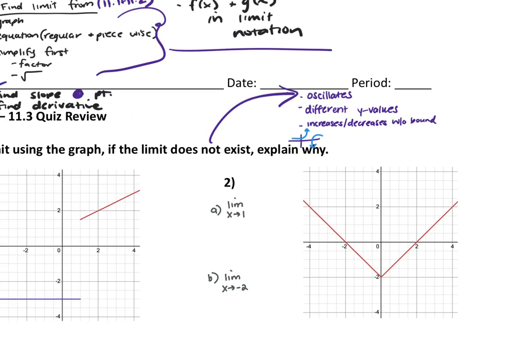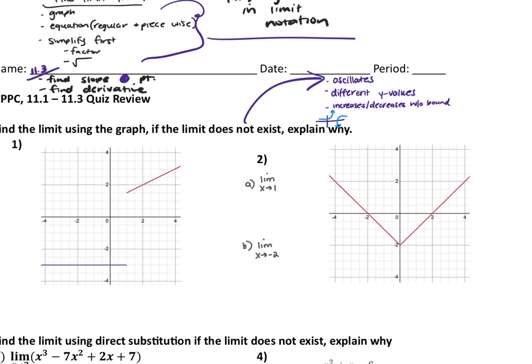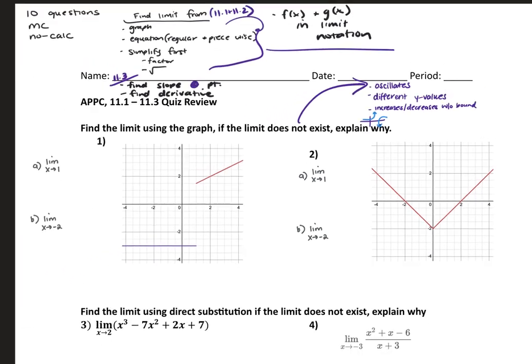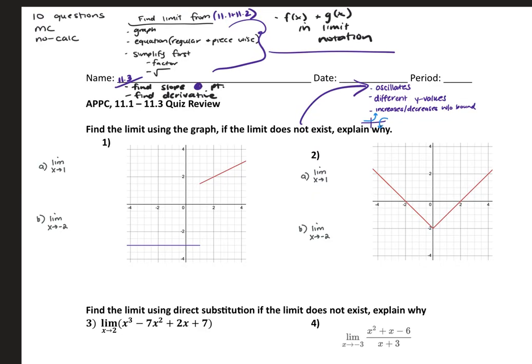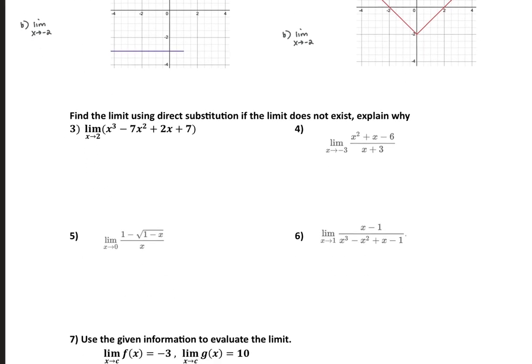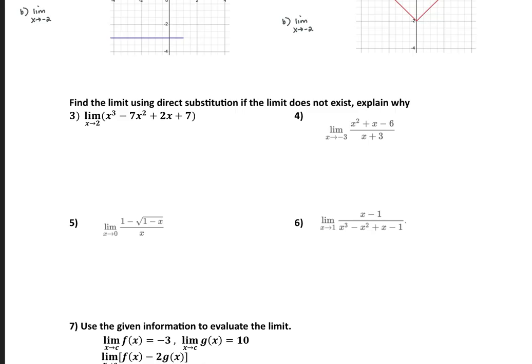So questions 1 and 2 on the quiz review are going to ask you to determine the limit, and it gives you two values, okay? 3 through 6 are using direct substitution if you can. If you cannot use direct substitution, then you have to simplify first.